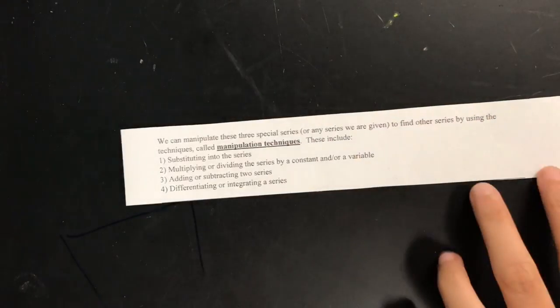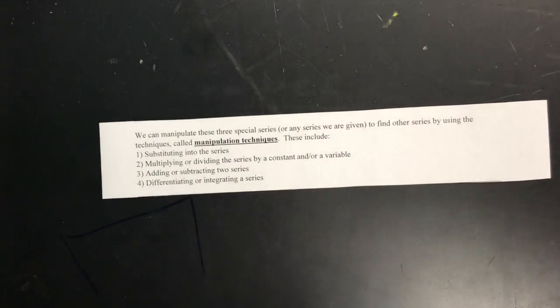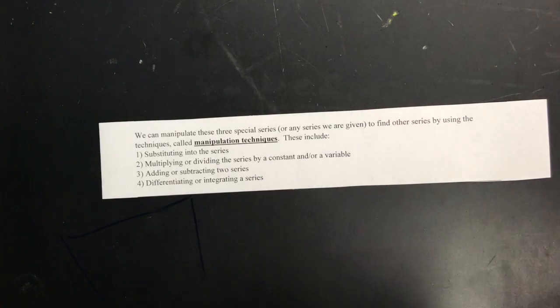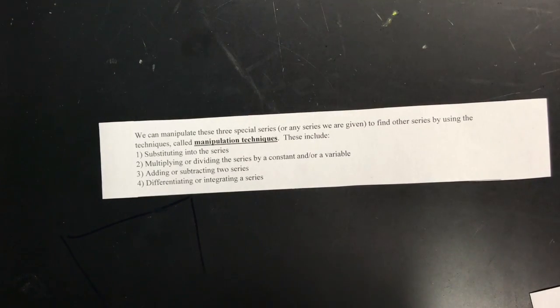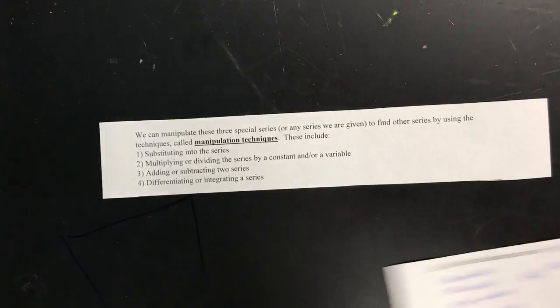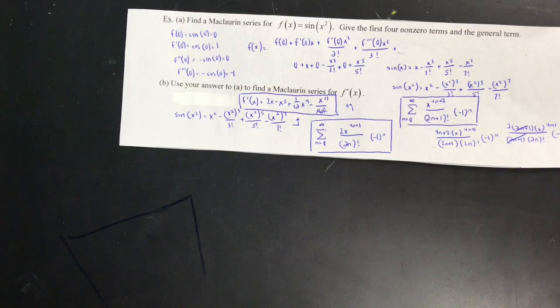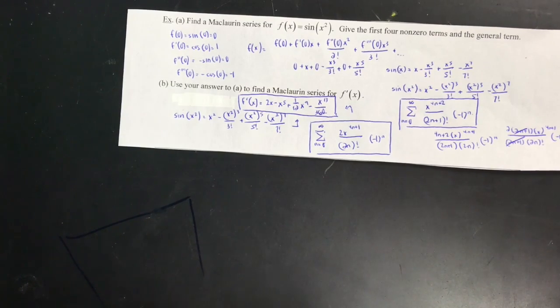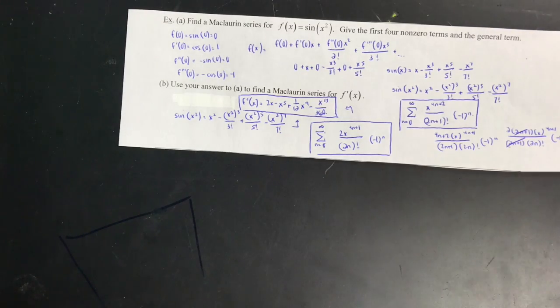And so, as we mentioned, there are 3 special series, and so you can manipulate these series. So the ways to manipulate these series include substituting into the series, multiplying or dividing the series by a constant or a variable, adding or subtracting 2 series, or differentiating or integrating a series. So looking at an example, we have the Maclaurin series for f of x equals sine of x squared. And so it asks to find the first 4 non-zero terms and the general term.